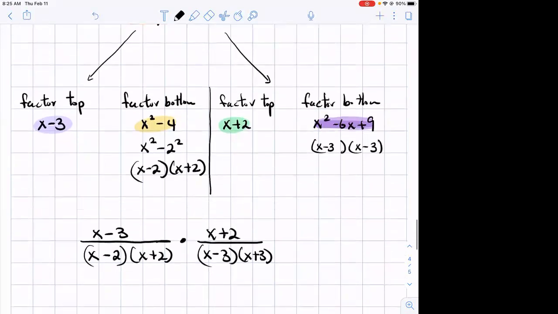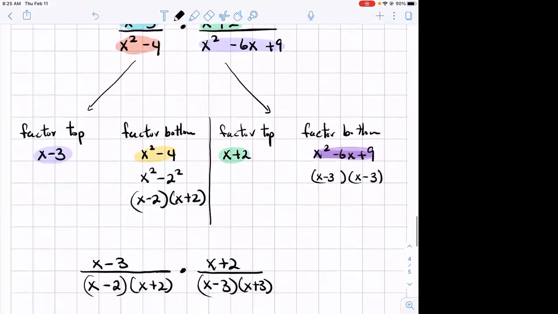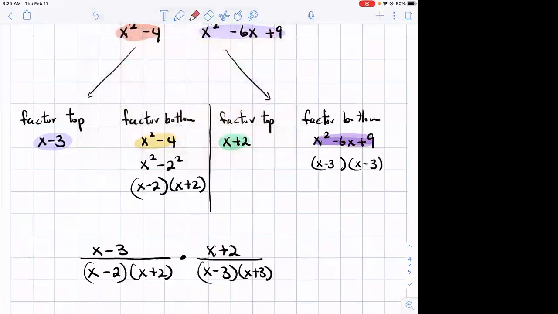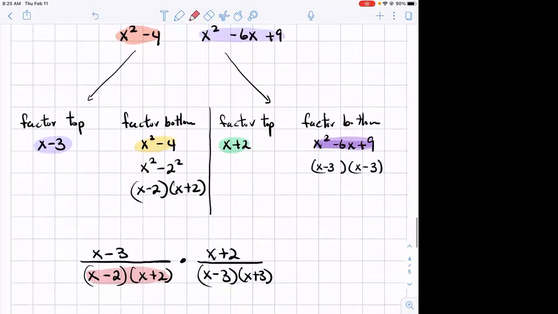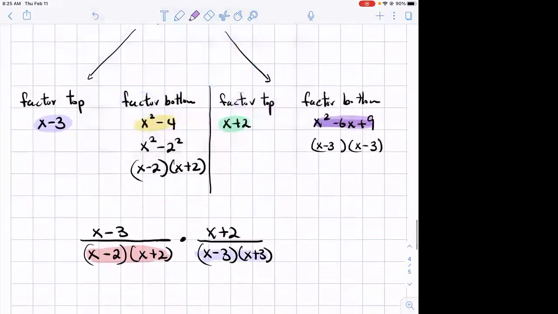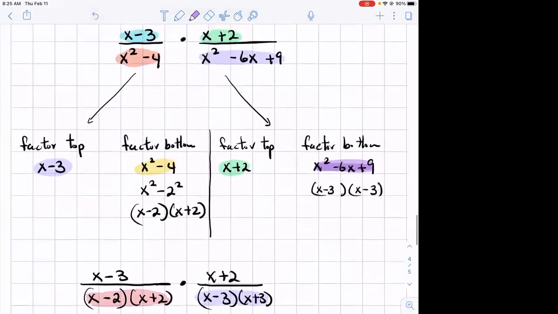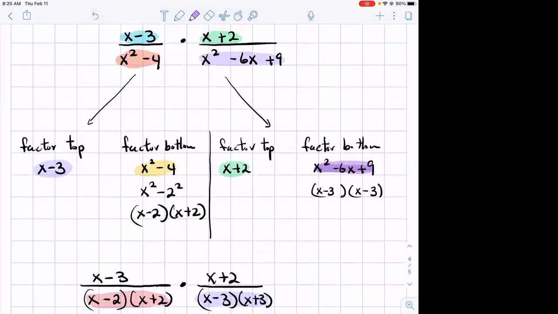All I did here was factor the denominators. I factored this, and I also factored this here. That's all I did. If you look at the two problems here, this is the same as this. Same problems, just one of them is in factored form.